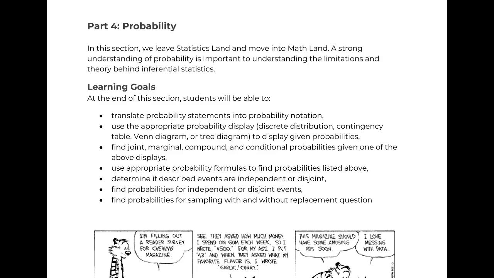We're going to start this section, part 4, probability. This is where we start getting really mathy. So if you're not a math person, this will be potentially a struggle for you, but it's going to be the same types of questions again and again.